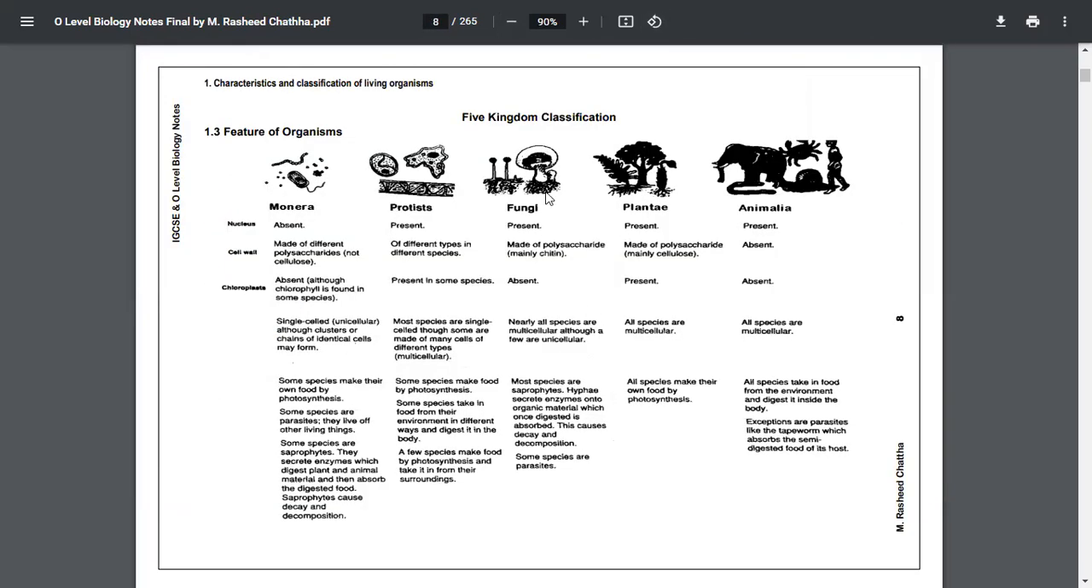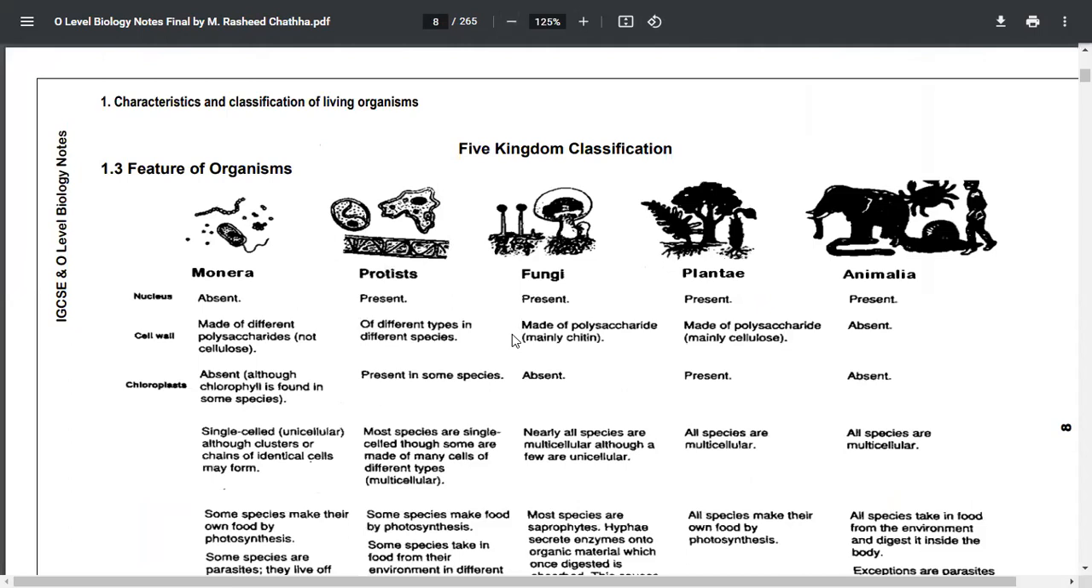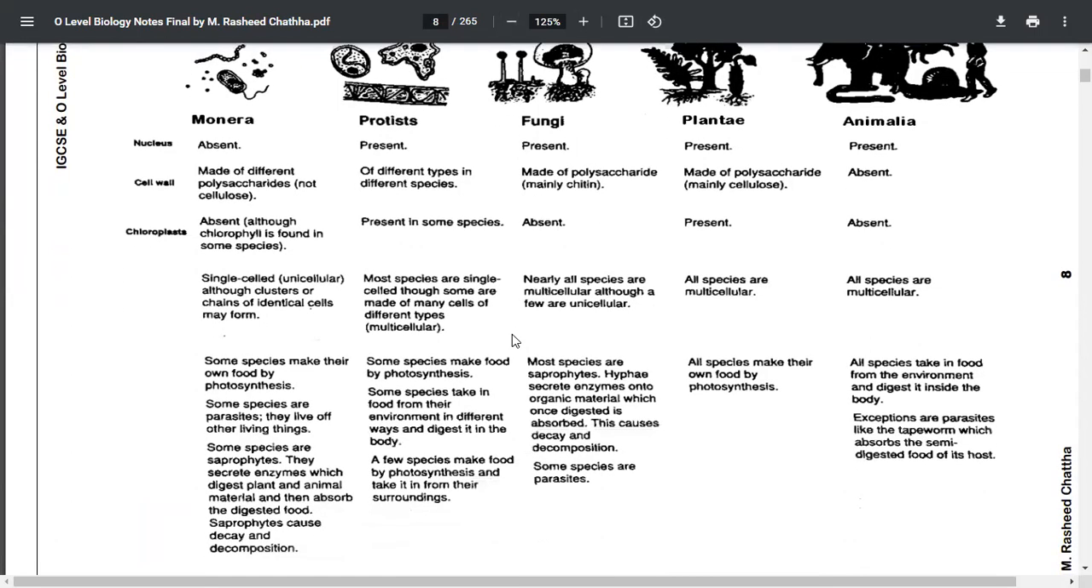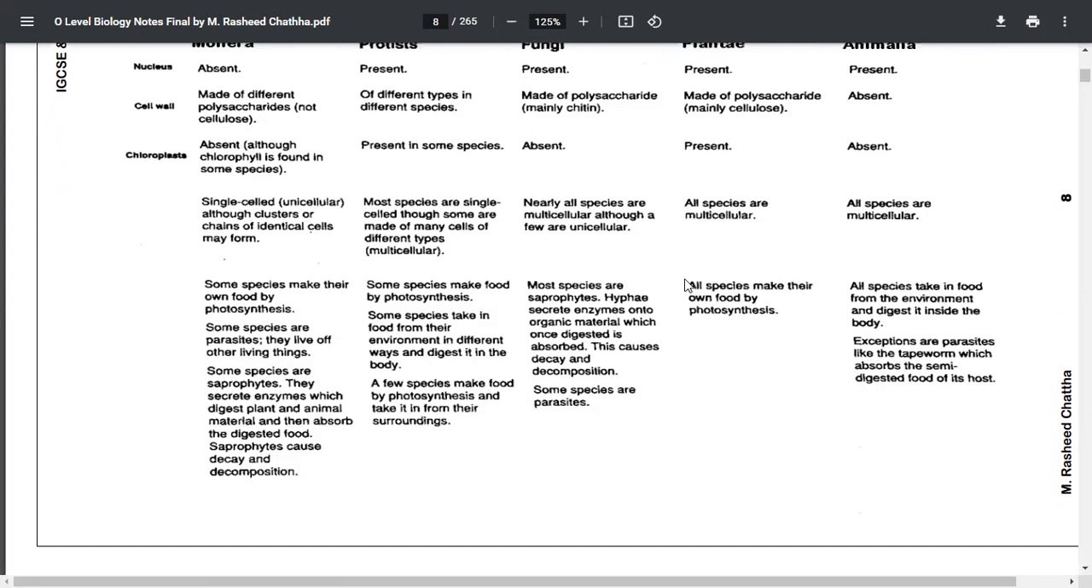Kingdom Monera belongs to prokaryotes, mostly bacteria. Protista are larger than Monera and have a true nucleus. Then fungi, which include mushrooms, yeast, penicillium, etc. Next is Kingdom Plantae, having plants in it, and the last one is Kingdom Animalia. So these are the five kingdoms. They have different features which will be discussed later on.